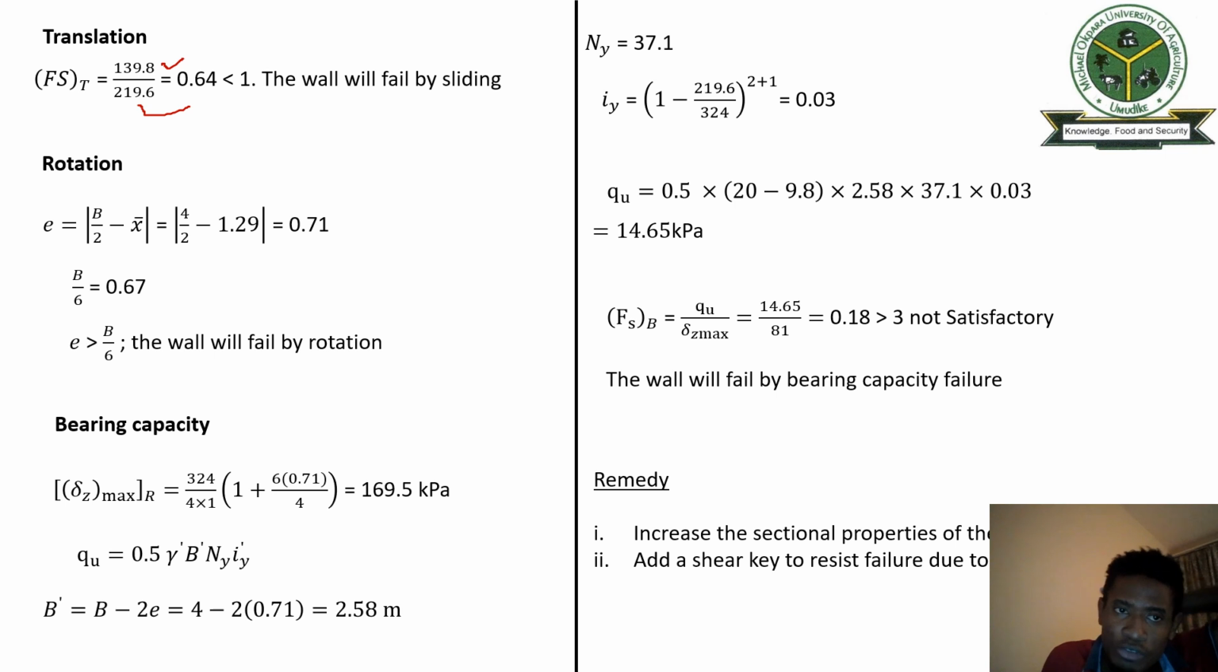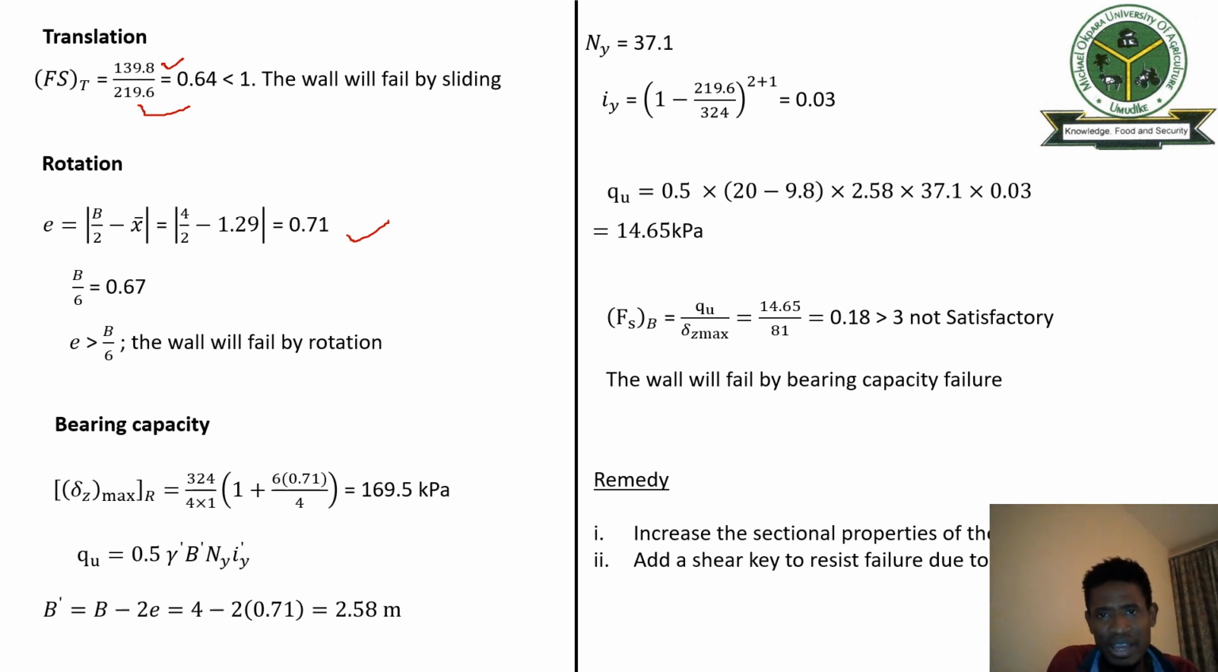You also check for rotation. And how do you check for rotation? Remember that we have already calculated this 1.29 from the last slide as where the resultant of the force is acting. So if you divide the base, 4, by 2, minus 1.29, you get 0.71. Then 0.71 is greater than b over 6. That means the wall is going to fall by rotation.